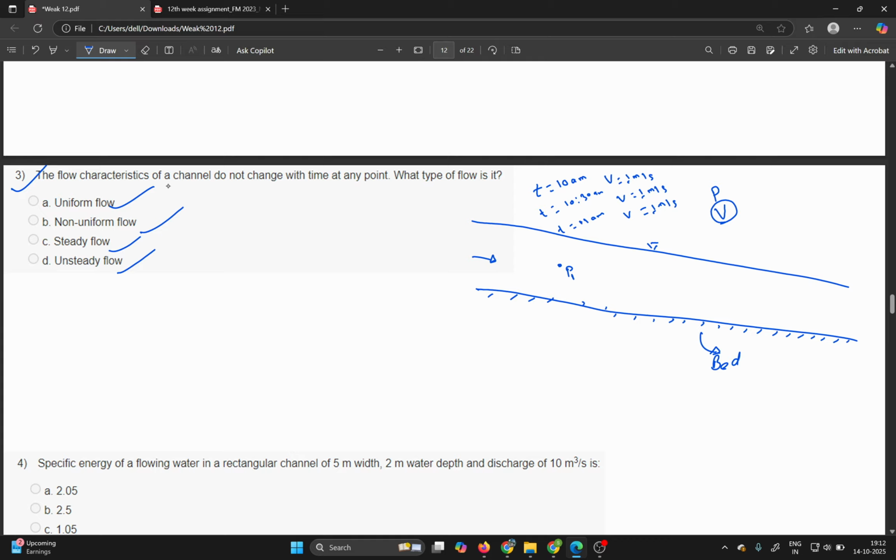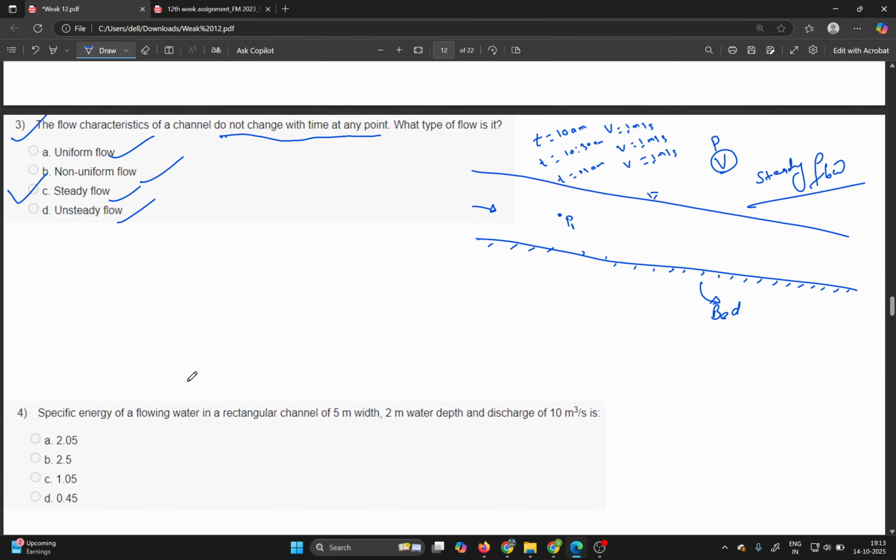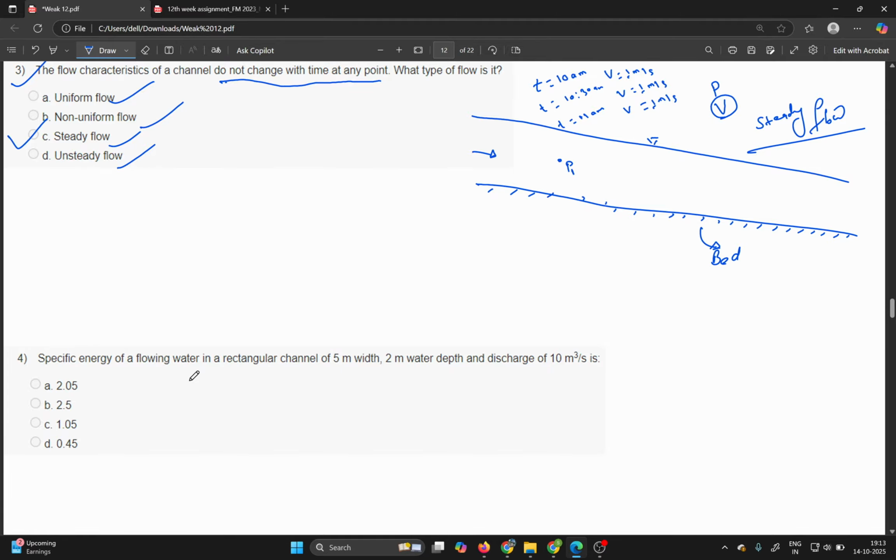So this was the question. The flow characteristics do not change with respect to time at any point. Such type of flow is known as steady flow. Remember, please, steady flow. So option C will be correct here. Okay, next question.